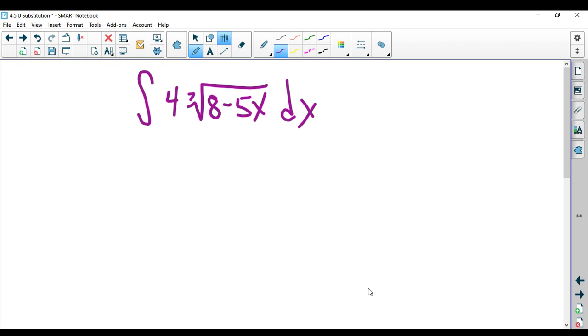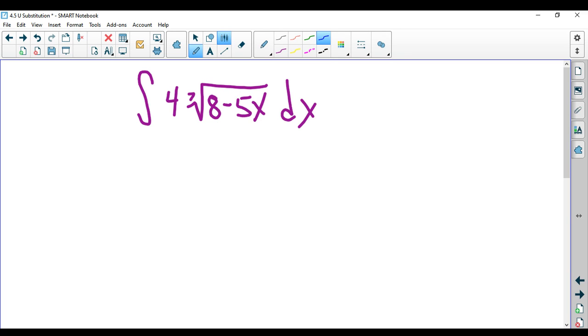Okay, one last example before you start practicing yourself. This is the integral of 4 times the 7th root of 8 minus 5x dx. So we are going to have to use a u substitution here. So the whole goal is we need to make it u to a power.